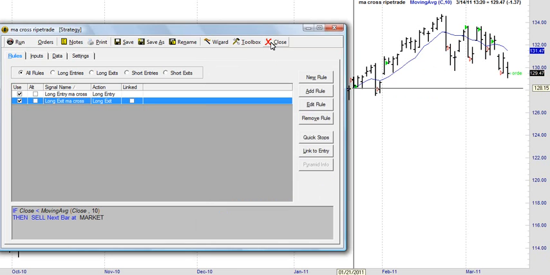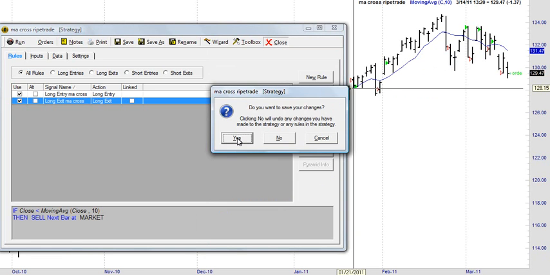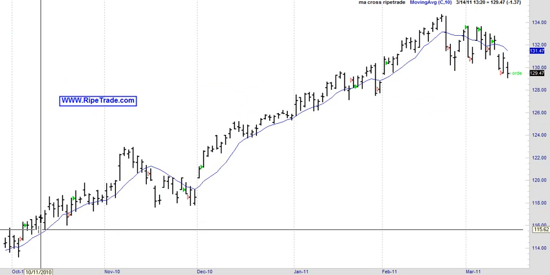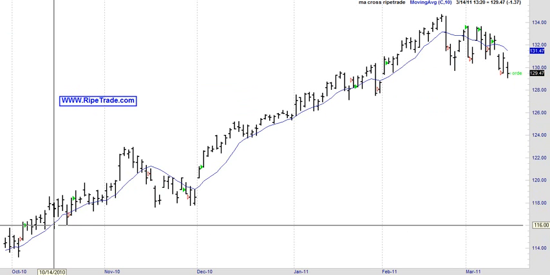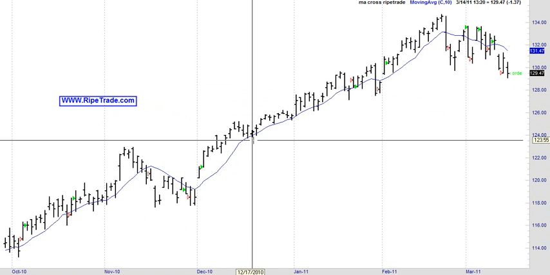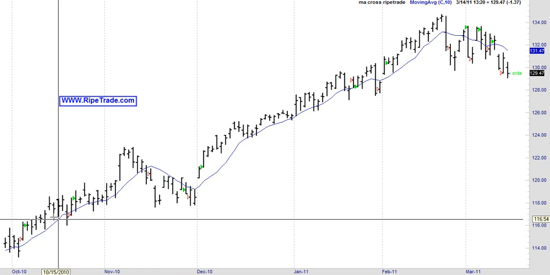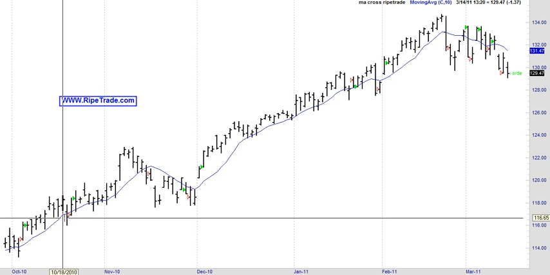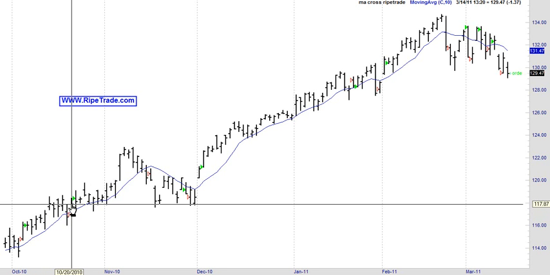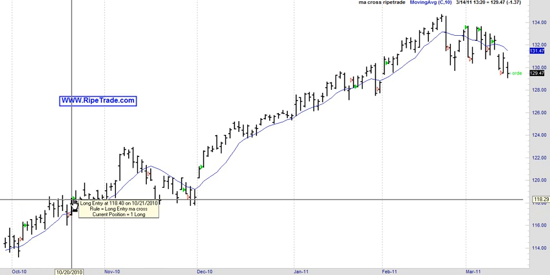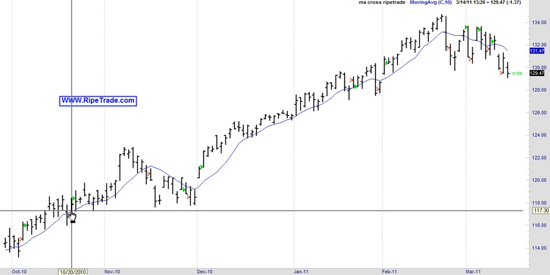Okay, and then what we are going to do is test this strategy on a chart to make sure that our code was written correctly and it looks like it's doing the right thing. You can see this blue line here is the 10-period moving average. Right here the S&P 500 closed above the 10-period moving average. We entered with a green triangle here at the market the next day after that happened.